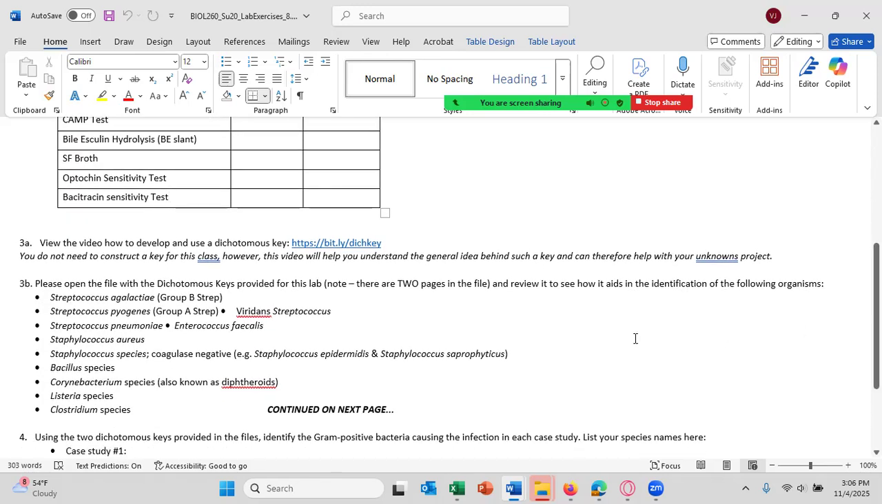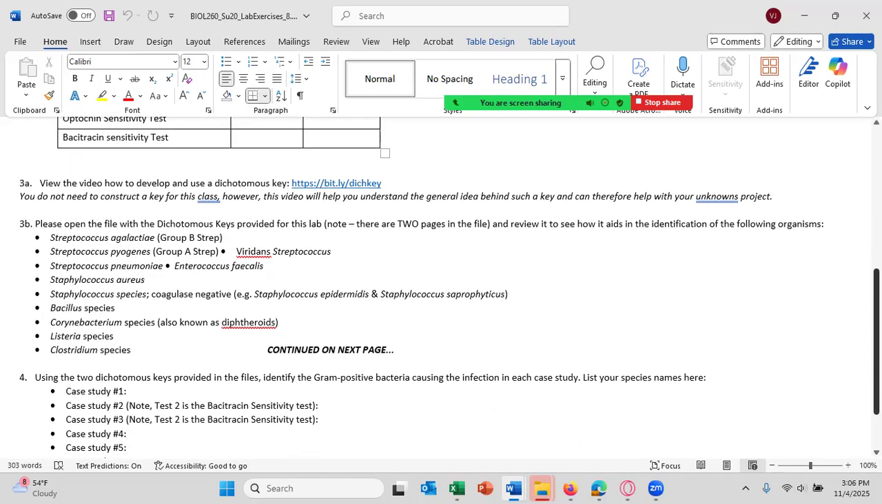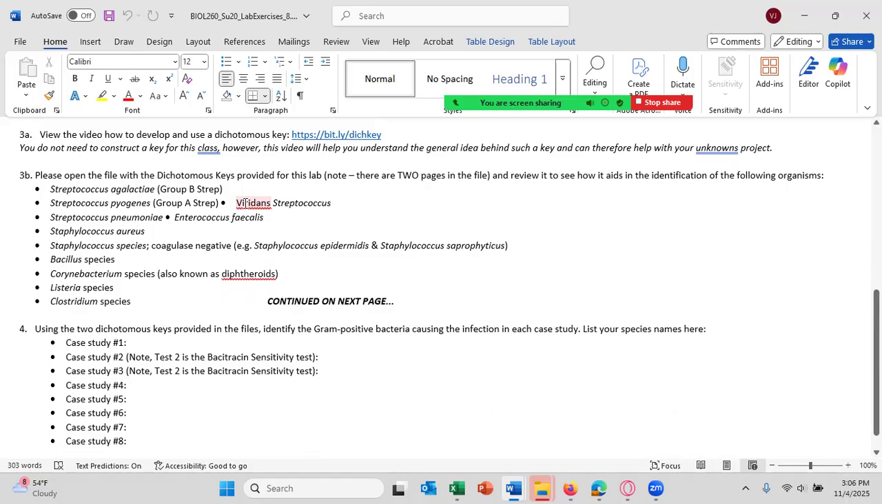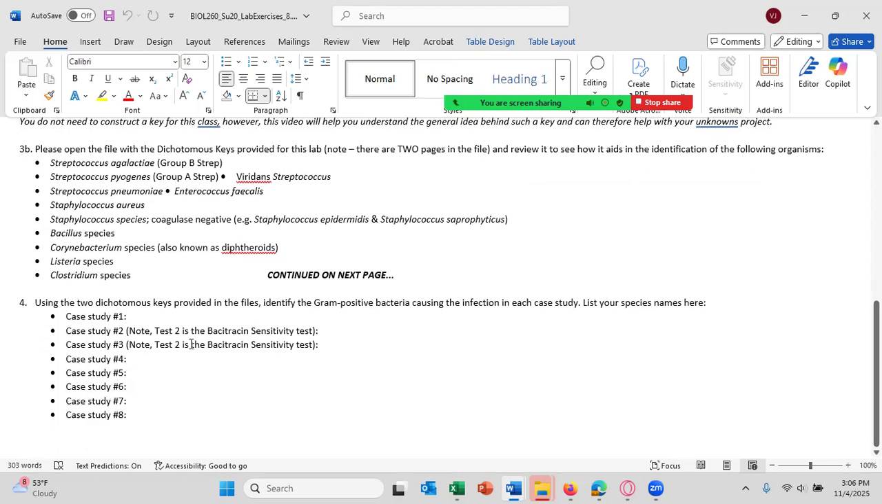If you need help developing and using a dichotomous key, you can click this link and then go through the example that's here. If you're perfectly comfortable with the dichotomous key, you can skip 3A. And remember, we have a dichotomous key file in the Canvas website. You need to open that, and we're going to be talking about these species of bacteria, and then open up the case studies for case study number 1.